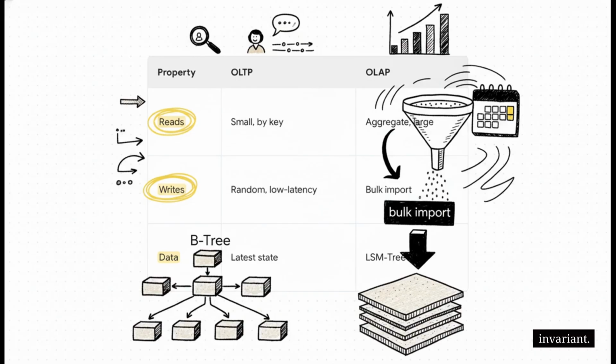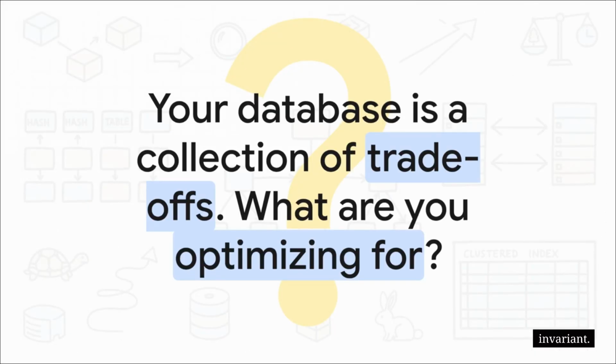OLAP systems are different. They're your data warehouses. They're all about huge, bulk data imports and running massive queries that scan millions of records at once. Think, what were our total sales by region for the last quarter? In that world, the incredible write speed of LSM trees can be a massive win. And that really brings us to the most important takeaway here. There is no such thing as the best database engine. It just doesn't exist. Every database you use is a complex, beautiful collection of engineering trade-offs. So the real question isn't which one is faster. The real question is, what am I optimizing for? Am I optimizing for fast reads, high write throughput, lower storage costs? Understanding these data structures underneath it all is what gives you the power to make that choice.